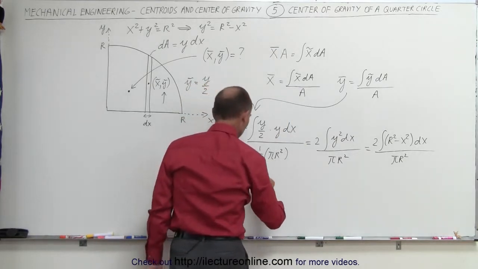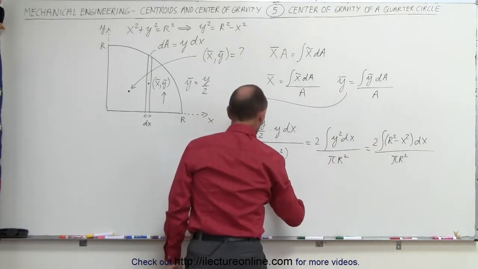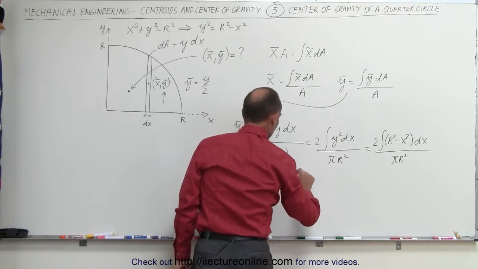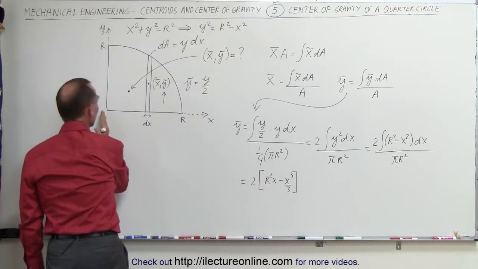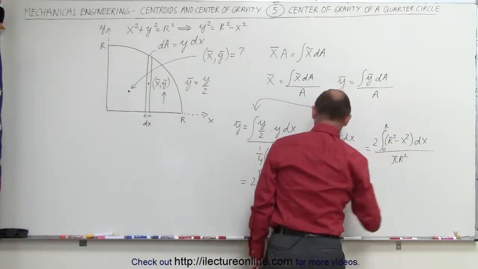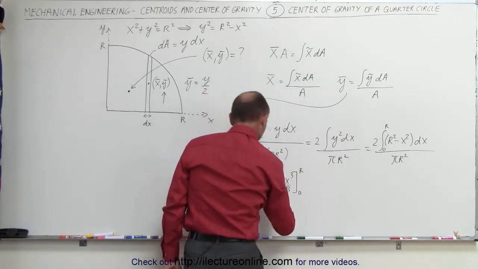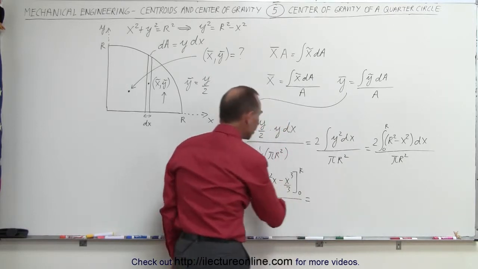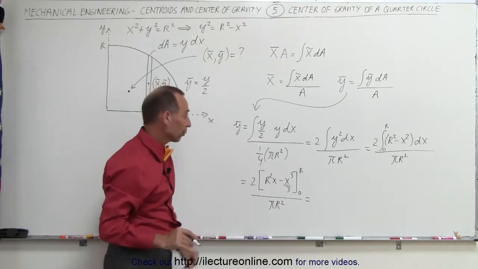So this would be equal to 2 times, when I integrate this, I get r squared times x minus x cubed over 3, evaluated from, well, what are my limits? I'm integrating from 0 to r in the x direction. So my limits will be from 0 to r. And then I divide that by pi r squared. When I plug in the lower limit, of course I have 0 minus 0, that gives me 0, so I don't have to worry about the lower limit.